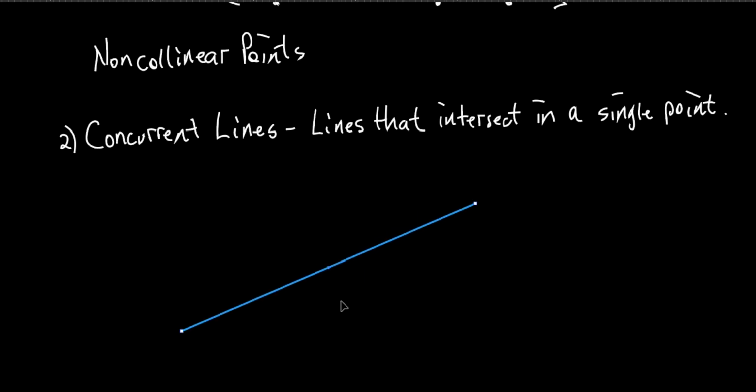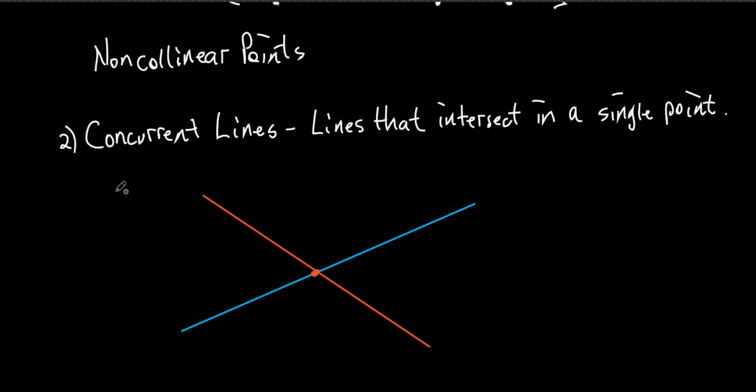So there's one line, and then there's another line right there. And we can say that they're concurrent lines. Why do I know that they're concurrent lines? Because they intersect. Okay, they touch each other. That's what intersect means. They touch each other and they cross each other, if you want to say that, at one single point.